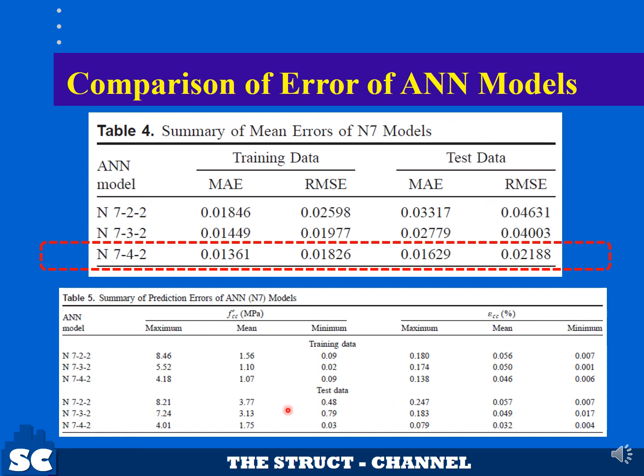You can see here the summary of the prediction errors for the different models, both for the training and the test data. And specifically for the test data, the minimum values of error were obtained, both for the stress and the strain.